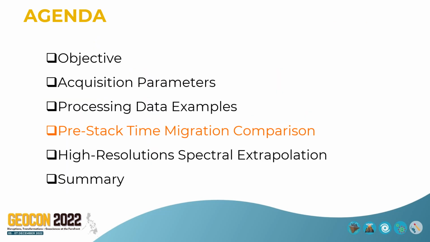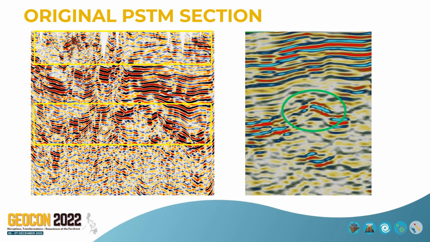Now let's see the comparison between original PSTM and reprocessed PSTM. In this slide, we have the existing seismic PSTM. Yellow boxes represent key areas that need improvement in the reprocessing work. On the right side is a zoomed-in section that represents the basement structure, which also needs to be improved.